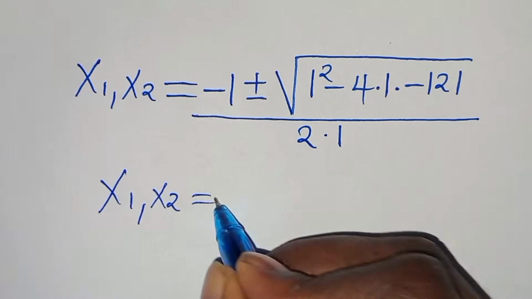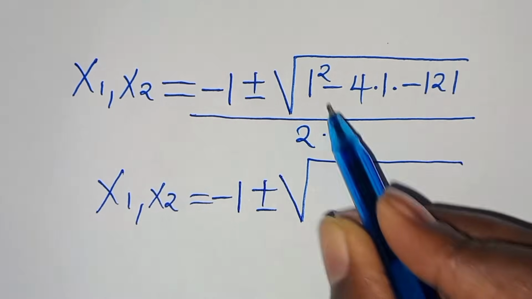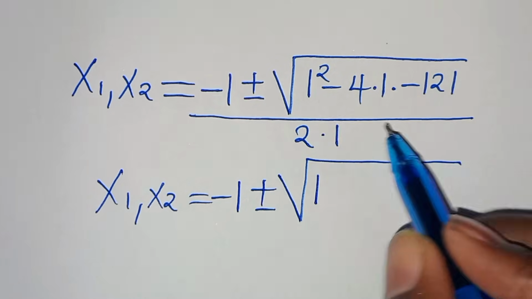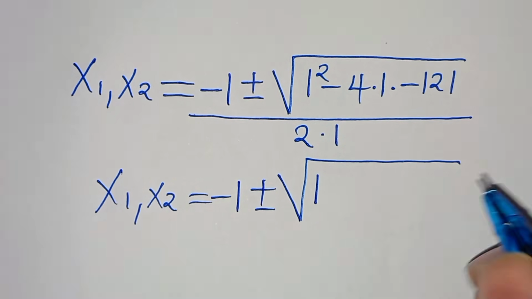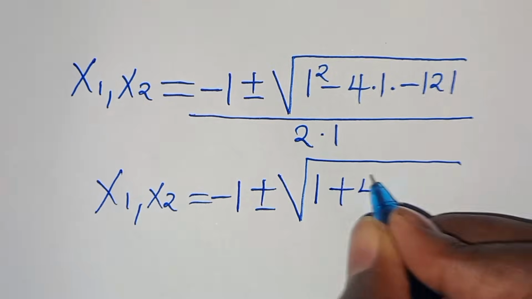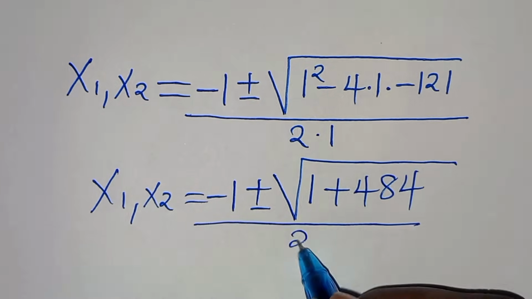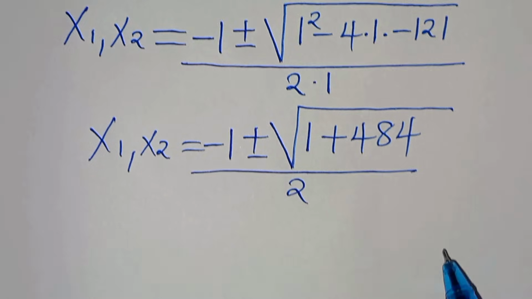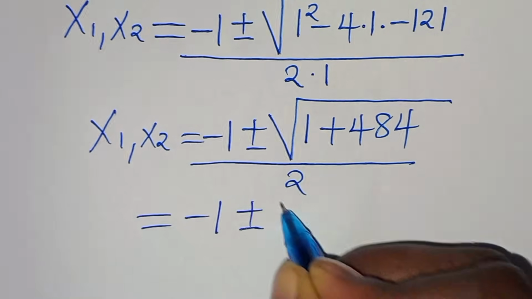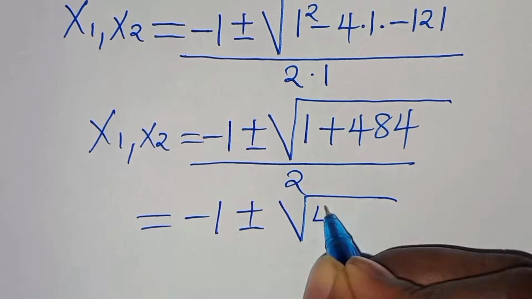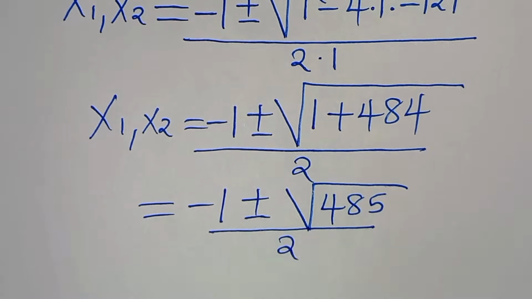This is equal to minus 1 plus or minus the square root of 1 squared. This is 1. Then minus 4 times 1 times minus 121. This is actually equal to plus 484. Everything here divided by 2. So this implies that here we have minus 1 plus or minus the square root of 485. Everything here divided by 2.